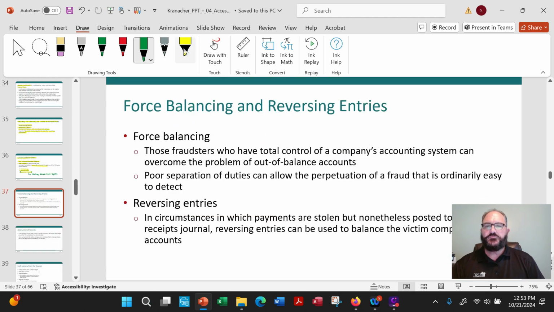Forced balancing. Again, notice here, control of a company's accounting system. So they have to have some knowledge. Okay. Knowledge about what's going on. They have to know enough about the system. And again, poor separation of duties. This is usually what will allow it. How does that happen? Okay.